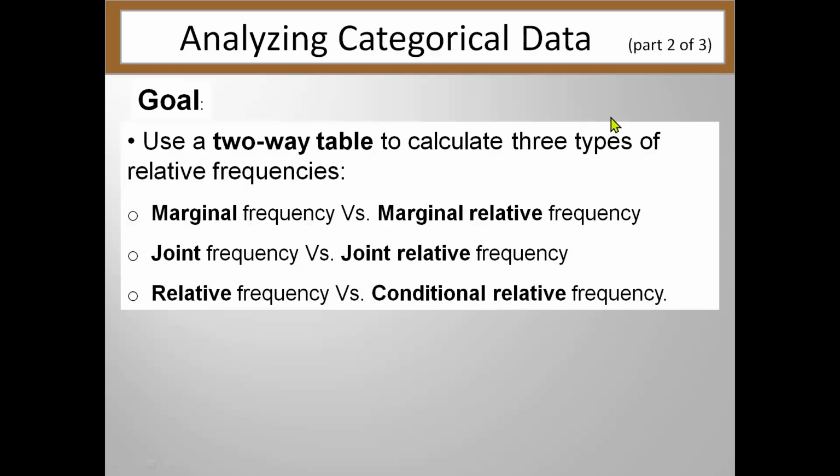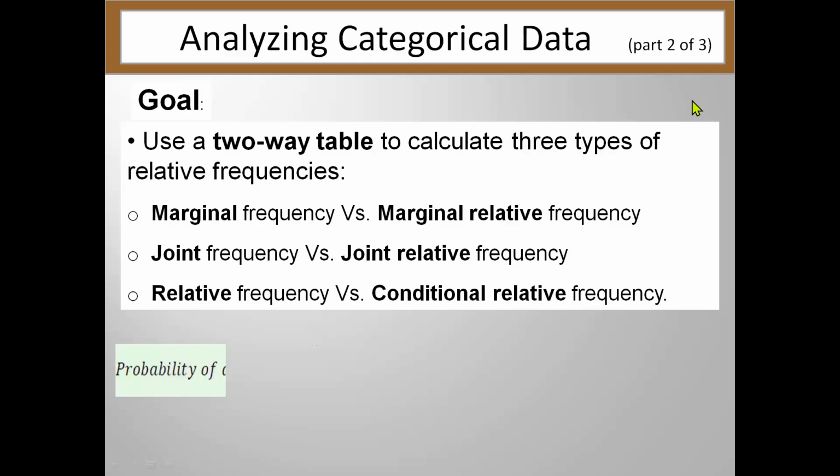Here we go again. We're going to go over part 2 of 3 of analyzing categorical data. We're going to use two-way tables to calculate 3 types of relative frequencies. First, we're going to have to understand that we're going to compare frequency to relative frequency. The first type we'll cover will be marginal frequency versus marginal relative frequency, then joint frequency versus joint relative frequency. Then we're going to cover relative frequency versus conditional relative frequency.